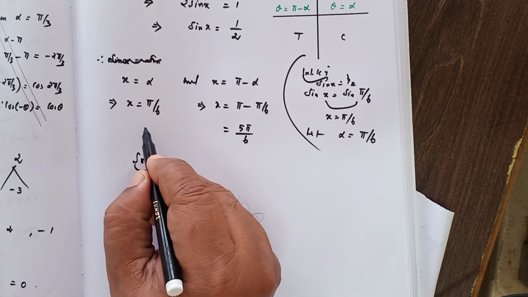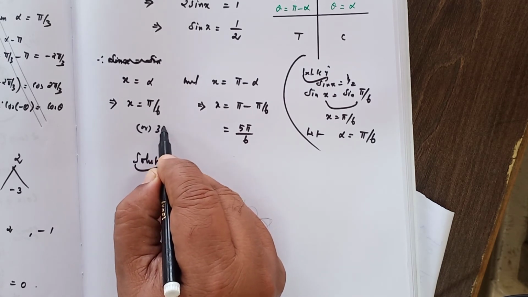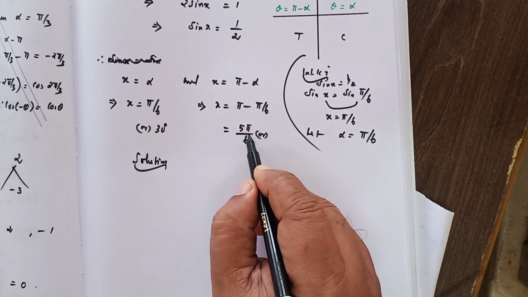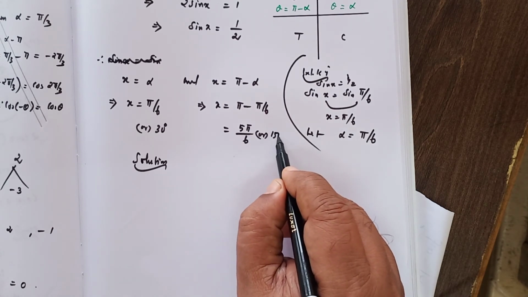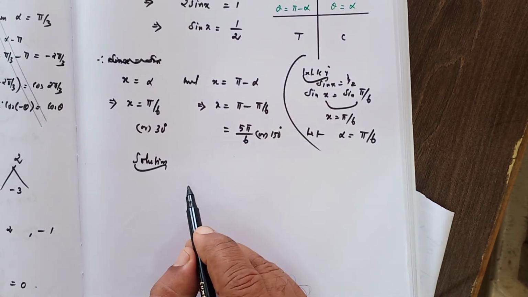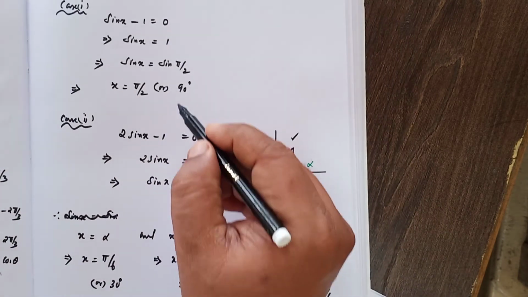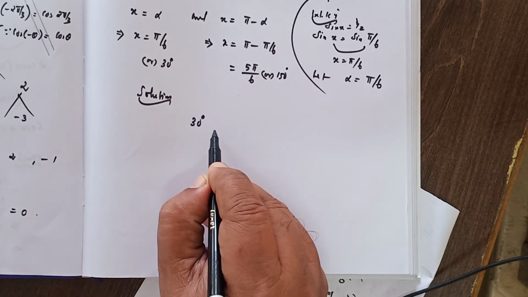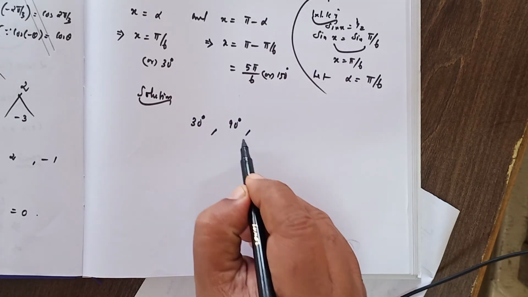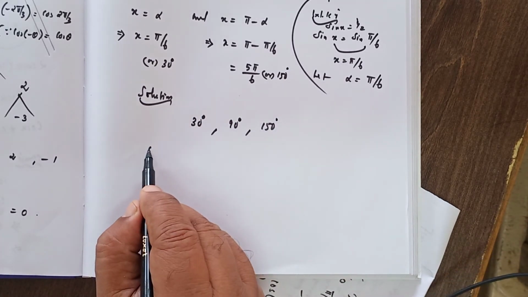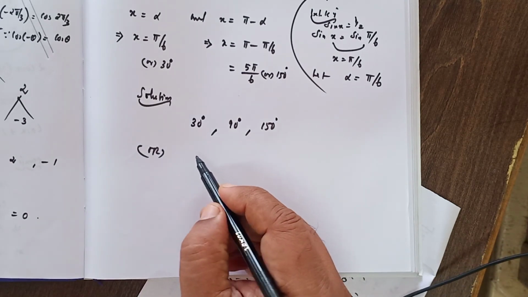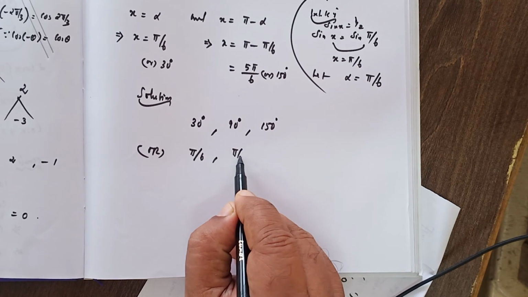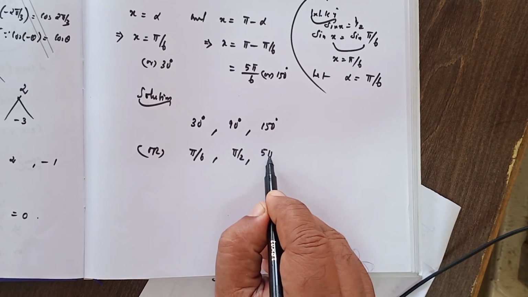Here pi by 6 is 30 degrees. Here pi by 6 is equal to 30, and 30 into 5 is equal to 150 degrees. Solution, you can write them in order. First 30 degrees, 90 degrees and 150 degrees. Or else you can write them in radians, that is pi by 6, this is pi by 2, this one is 5 pi by 6.